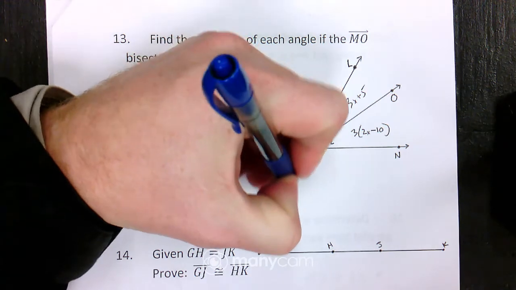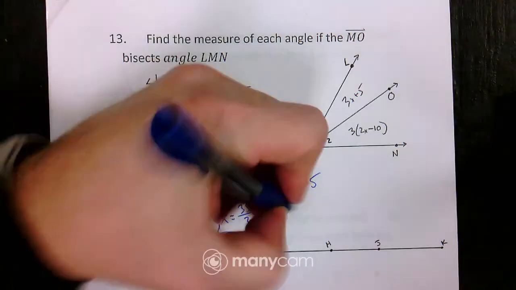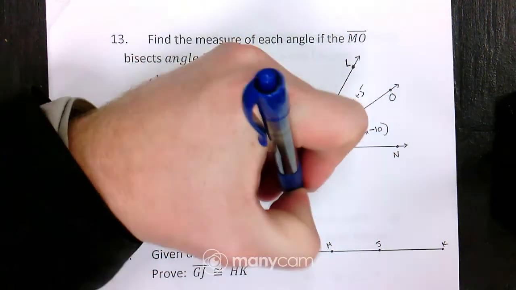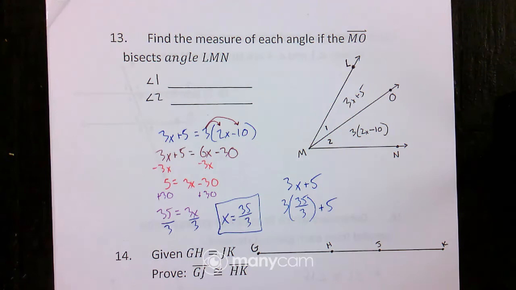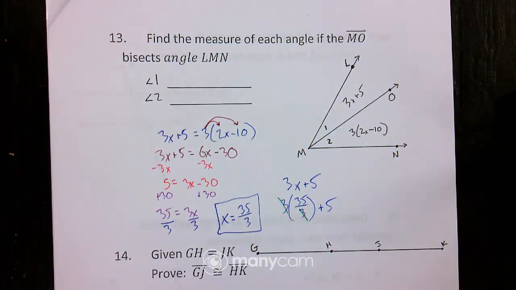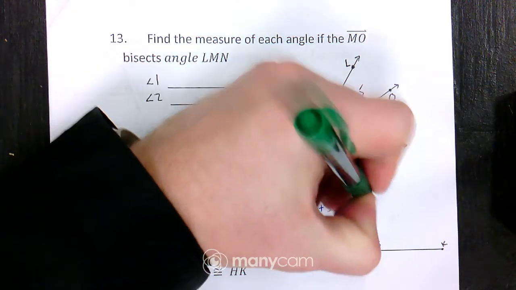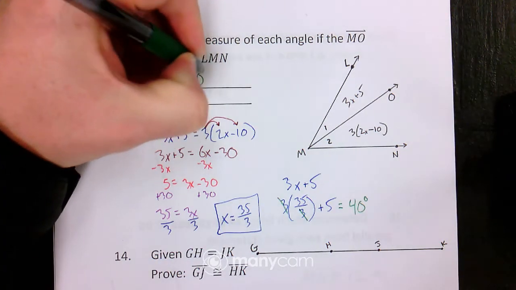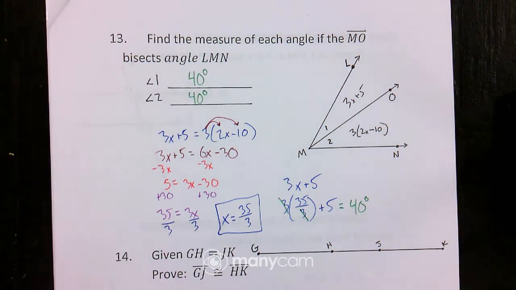So I'm just going to take that, plug it in, so I have 3x plus 5 is the thing I'm going to use, which is 3 times 35 over 3 plus 5. If you ever know anything about multiplying fractions, you can always cancel like that. So I get 35 plus 5, which equals 40 degrees, and that would be my answer for both angle 1 and angle 2, because I know they're the same. Okay, so solve it out, plug it back in, there's your answer, okay?